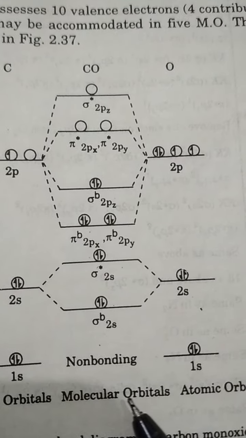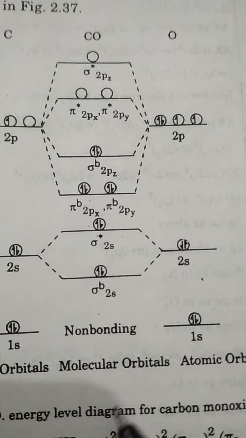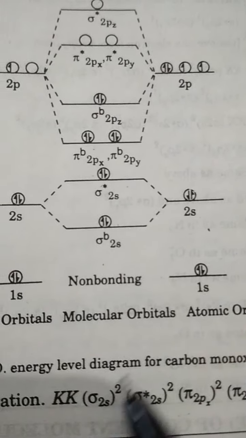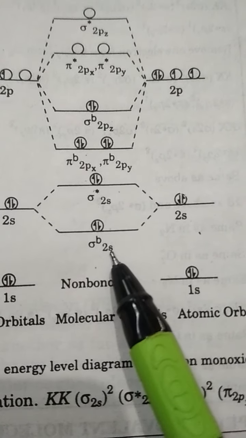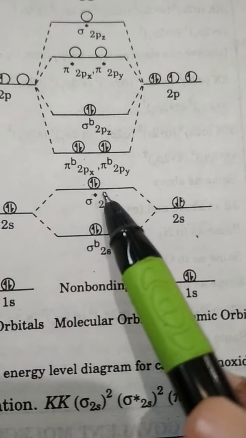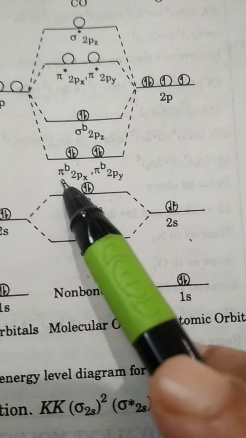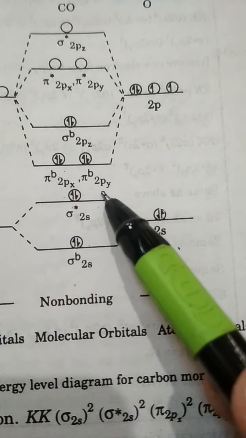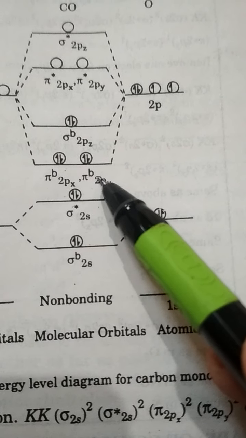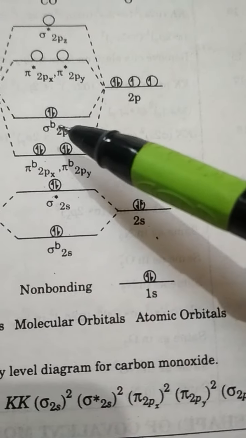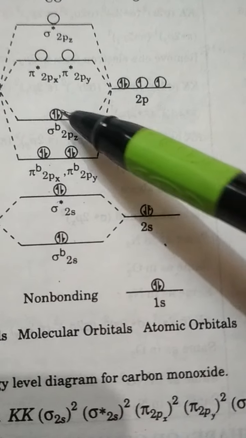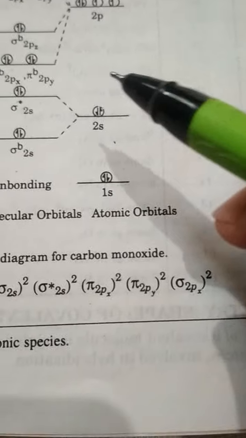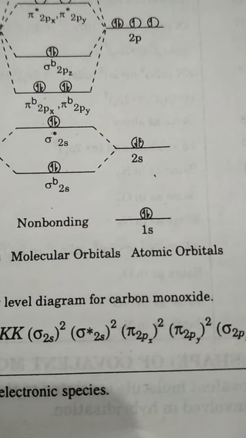So finally you can write the electronic configuration of CO like KK for 1s, sigma 2s bonding 2, sigma star 2s 2, pi bonding 2px equals pi bonding 2py 2 electrons, and sigma bonding 2pz 2 electrons, and these are vacant. So this is the electronic configuration for CO.